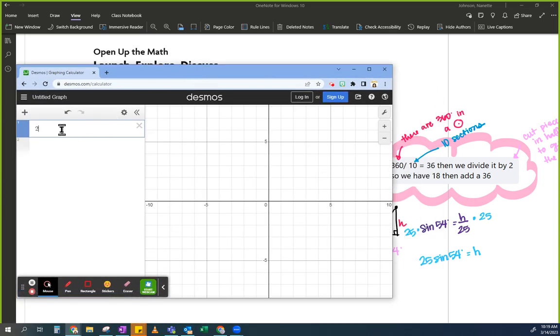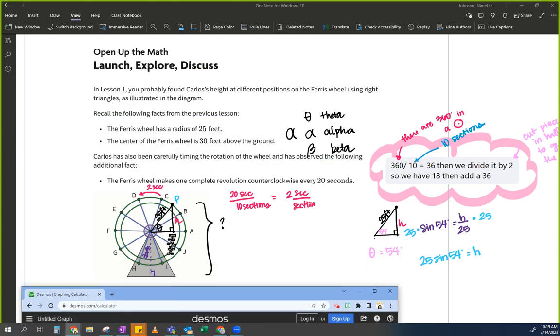So I got 20. Very good. 25 sine 54. That's the wrong answer. This answer doesn't even make sense, right? Because look at it. How could it be negative? Okay, thank you.